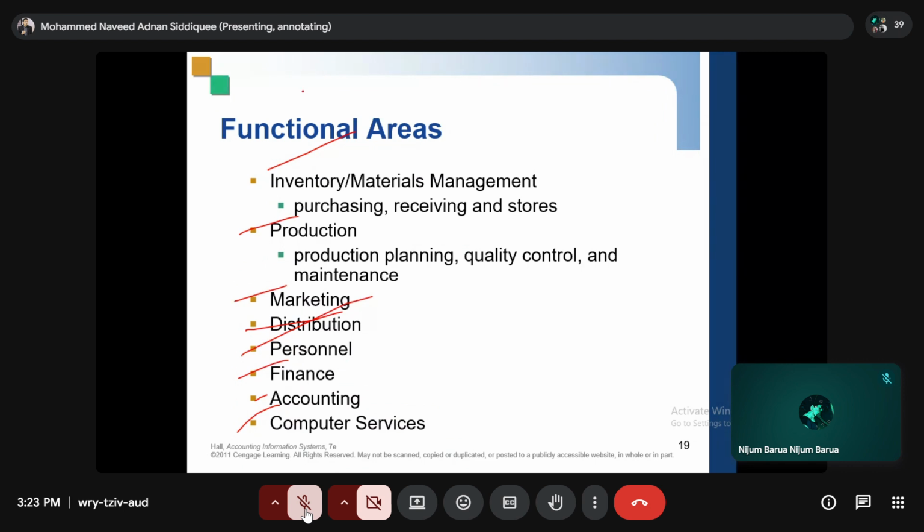Okay? Any questions till this point? So the AIS will provide all these different types of information. Any question till this part? No, sir, understood. Okay.